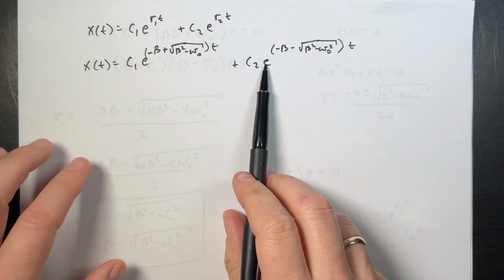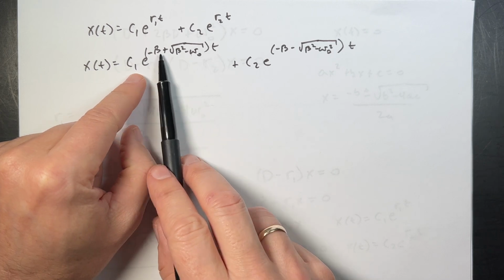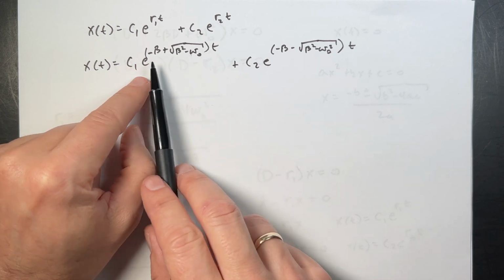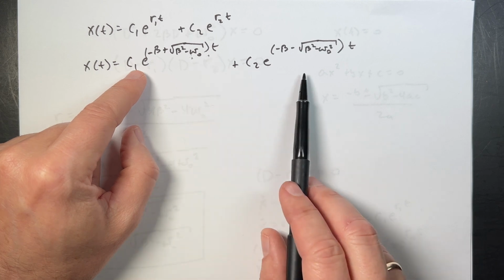And I have an exponential here, right? So if I have an exponential of a sum, e to the negative beta plus this, I can write that as e to the negative beta t times e to the square root of beta squared minus omega naught squared t. And I can do the same thing over here.